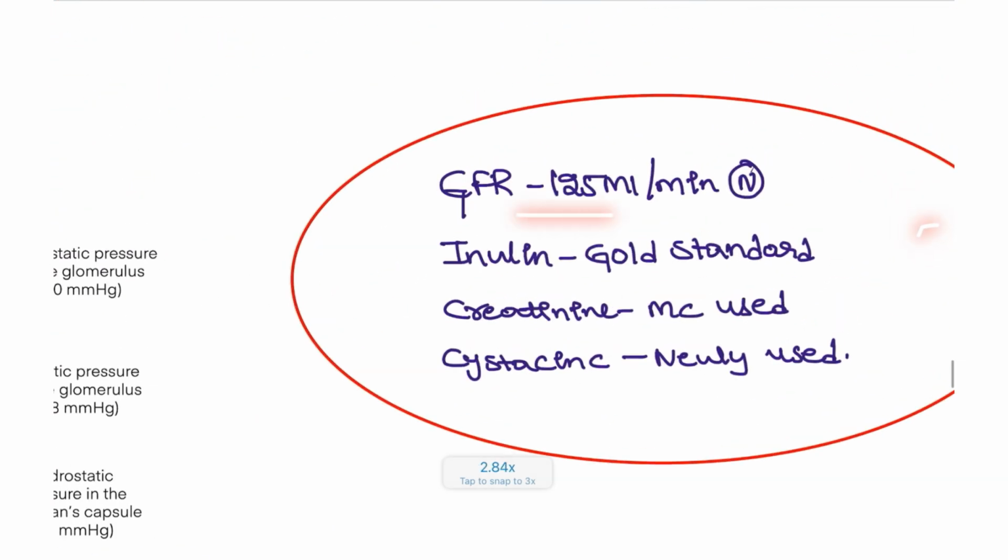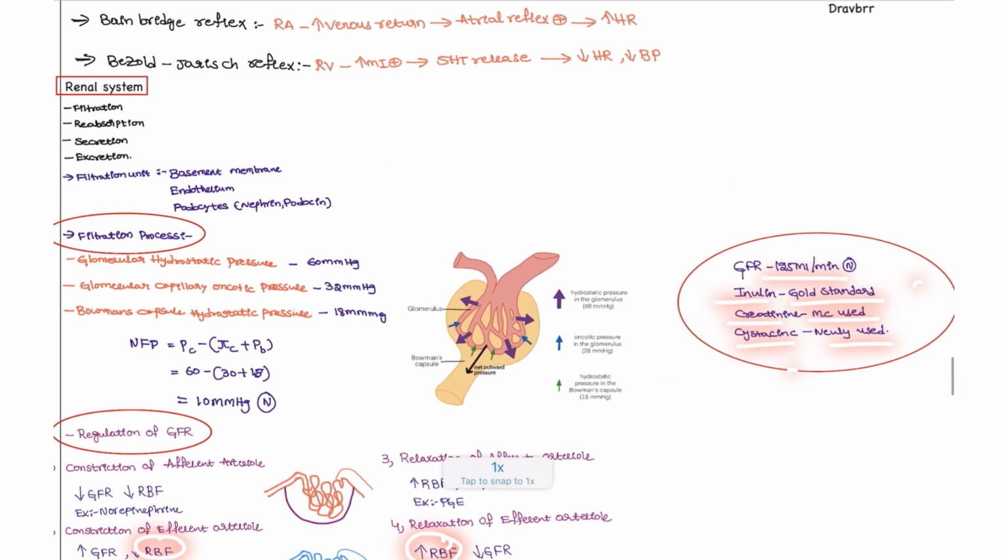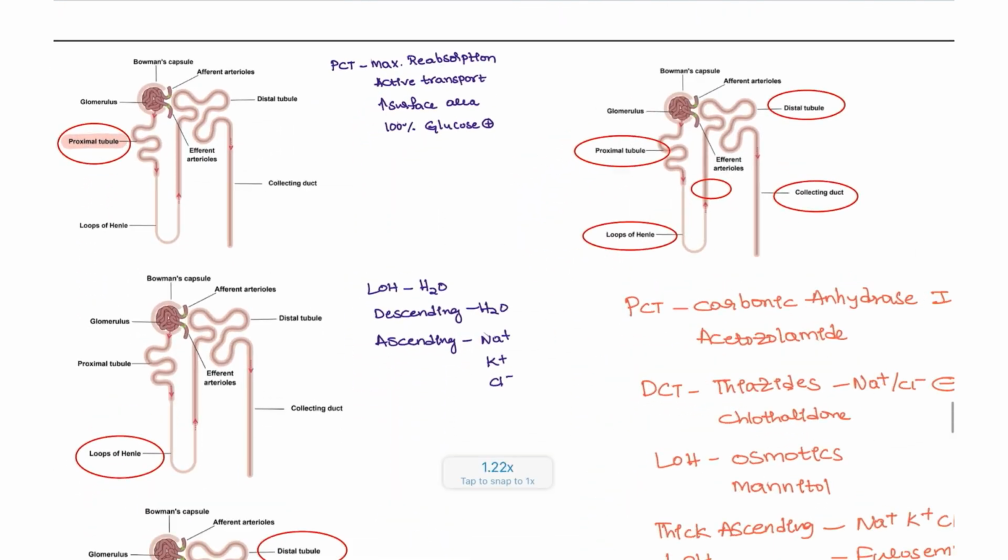And GFR is normally 125 ml per minute. Inulin is the gold standard. Creatinine is the most commonly used. Cystatin C is newly brought into the market.